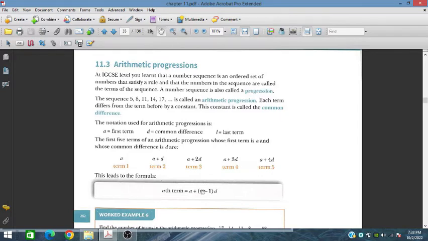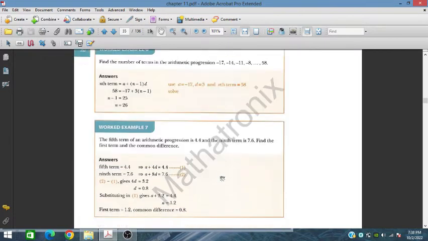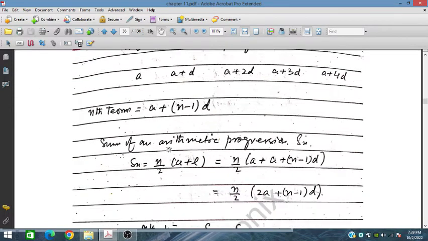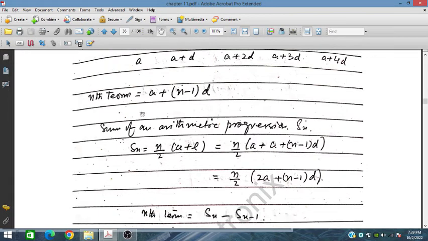So we will work out on this arithmetic progression, and when we add up to the nth term, we will get n by 2 times (a plus l). This l is basically the nth term, so in place of this l we can place this nth term here, so we will get this result.